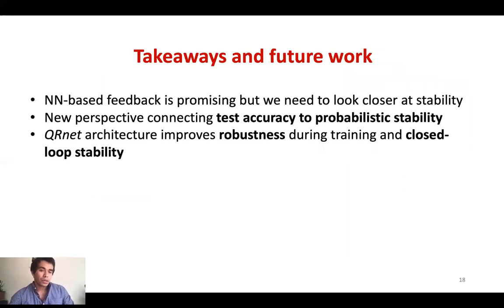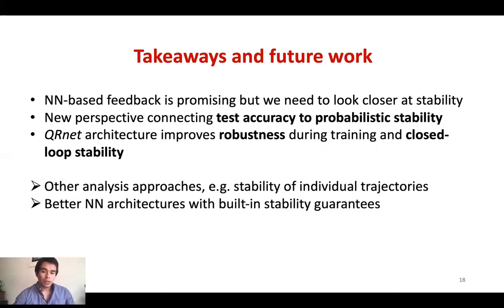All right, so to summarize, we think that this neural network-based feedback is a promising approach, but it definitely requires us to take a closer look at stability because these neural networks are really hard to understand. We've tried to develop a new perspective that connects the test accuracy of a neural network to a kind of probabilistic stability. This is interesting because it's probabilistic stability that appears in a deterministic system. We also introduced this QRnet architecture that improves the robustness during training towards small data sets and also the closed loop stability of the final controller.